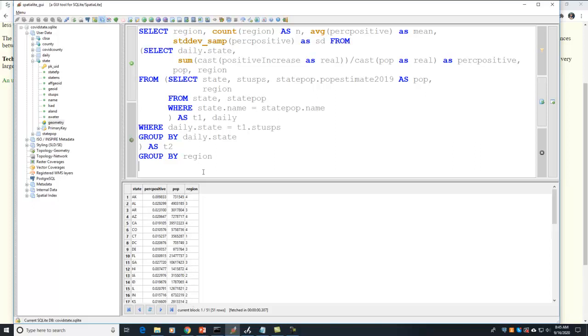So I don't want to count them by hand. I'll use SQL to make that count. We're going to call that n. I want to get the average of all the percent positives in that area. We're going to call that the mean. And I want to get the standard deviation for the percent positives as well.